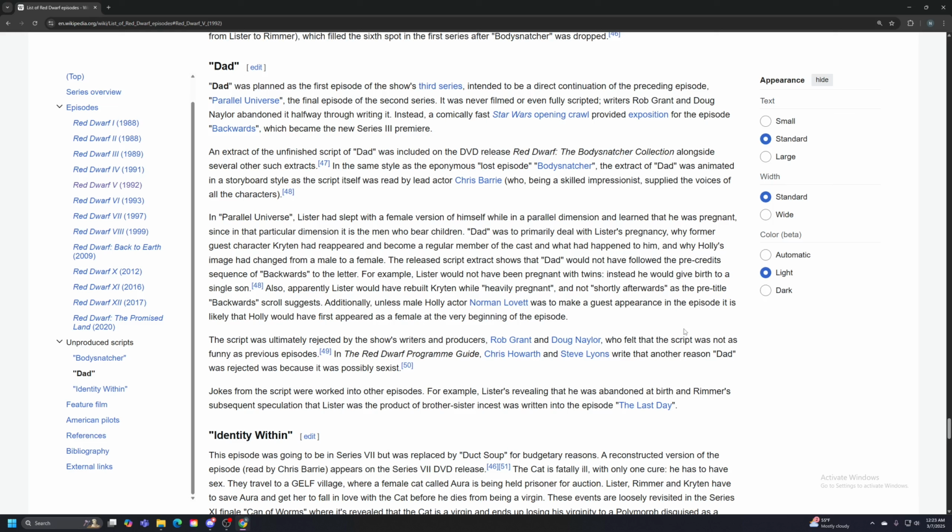The script was ultimately rejected by the show's writers and producers Rob Grant and Doug Naylor, who felt that the script was not as funny as previous episodes. In the Red Dwarf program guide, Chris Hallworth and Steve Lyons write that another reason Dad was rejected is because it was possibly sexist. Jokes from the script were worked into other episodes. For example, Lister's revealing that he was abandoned at birth, and Rimmer's subsequent speculation that Lister was the product of brother-sister incest, was written into the episode The Last Day.